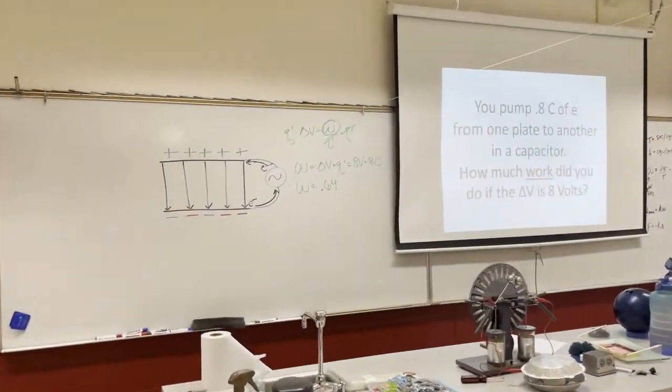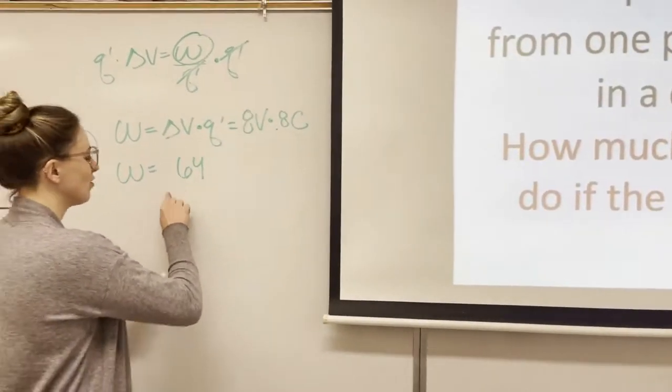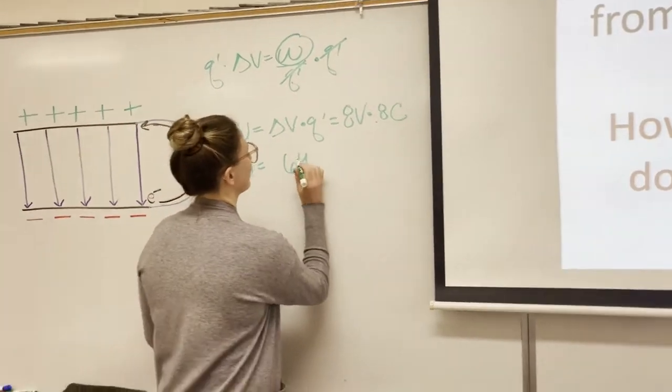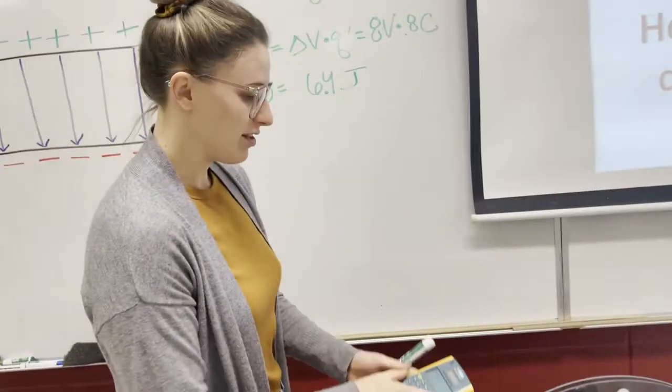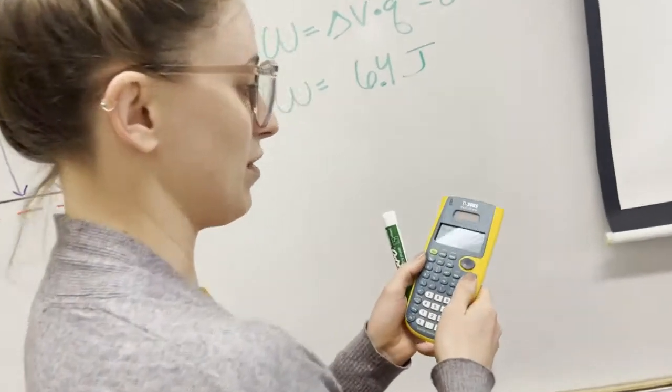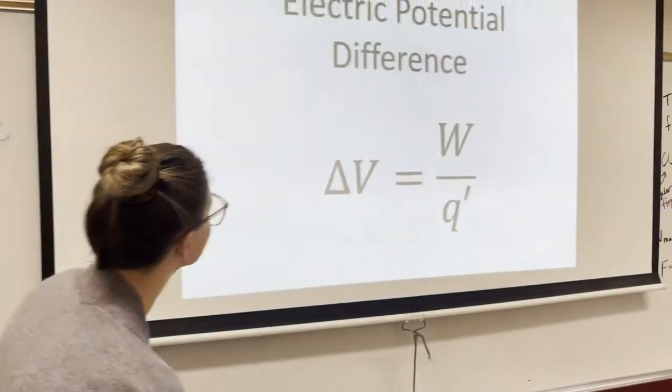0.8 times 8 is 6.4. 6.4 joules. Oh, that's a nice calculator. What is that, like teal and gold? Yeah, and this is probably the first time this has ever been used. It's so crisp. Okay, all right, so moving on.